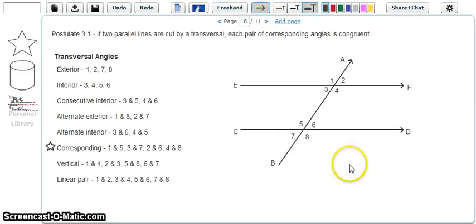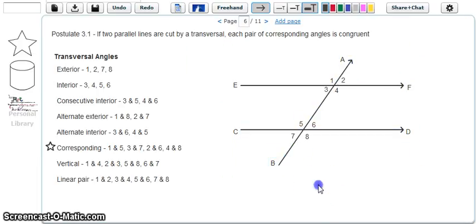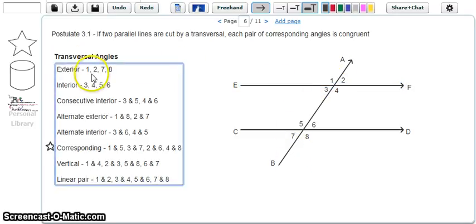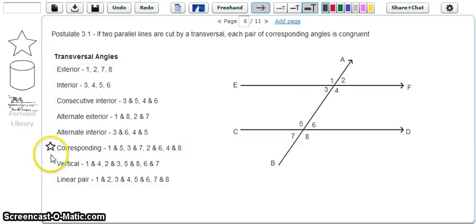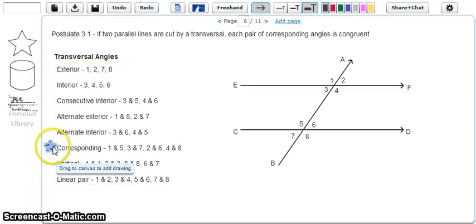Postulate 3.1. If two parallel lines are cut by a transversal, each pair of corresponding angles is congruent. That means that, like we said earlier, the congruent angles 1 and 5, 2 and 6 are equal because these lines are parallel and it has a transversal going through it. And these are the same thing as earlier as we showed you. And I'm going to walk you through all of the angles that are equal to each other.